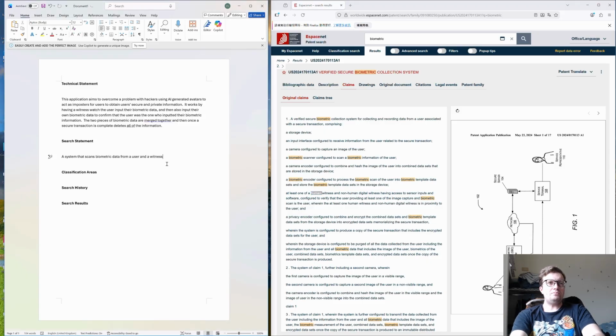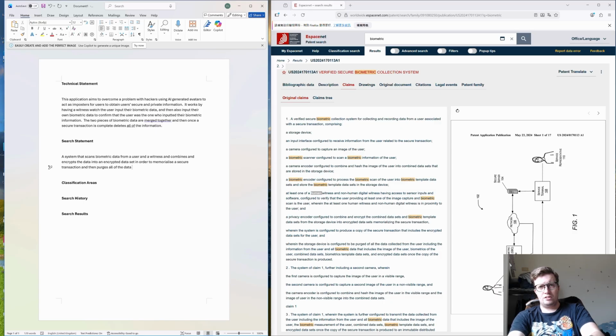Okay. So, system that scans biometric data from a user and a witness, where it combines and encrypts the data into an encrypted data set to memorialize, we'll say, a secure transaction, and then purges all of the data and a copy of it. Right, so that would be kind of my search statement, right?